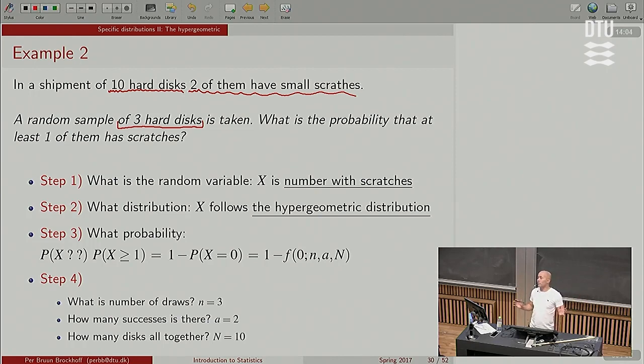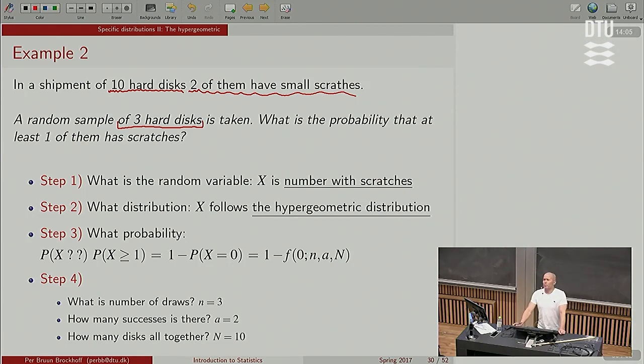And then we could ask various probabilities. Here it's asked, what's the probability that we find at least one of the 3 that has scratches? What's the probability of 0? It could be all of the questions. Here's one specific of them that we are asked to find.